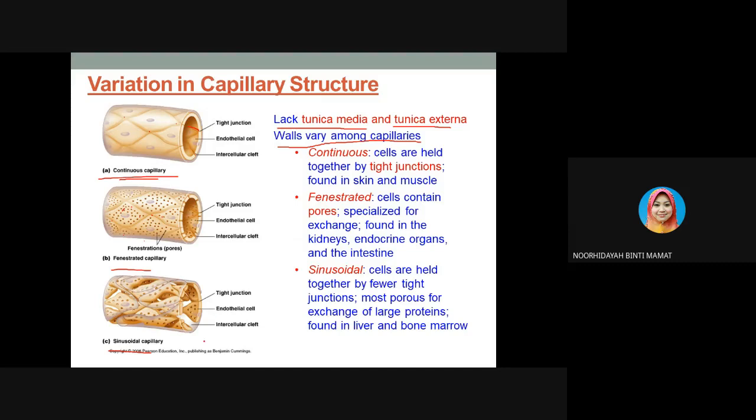The third variation of capillary structure is sinusoidal. In the sinusoidal capillary, the cells are held together by fewer tight junctions. They are still held by tight junctions, but fewer compared to the continuous capillary, and they are most porous for exchange of large proteins. Compared to the fenestrated capillary, they have bigger pores for the exchange of large proteins. This type of sinusoidal capillary can be found in the liver and also bone marrow.